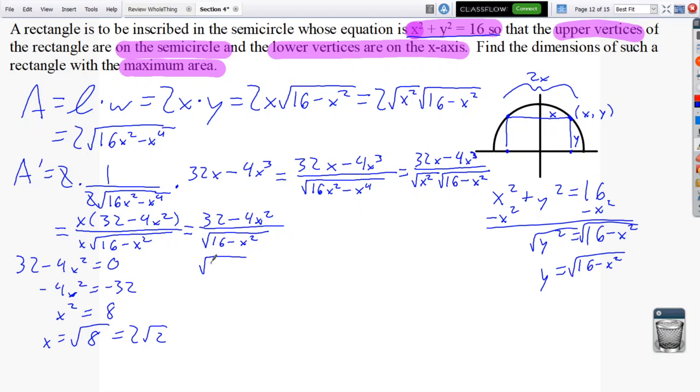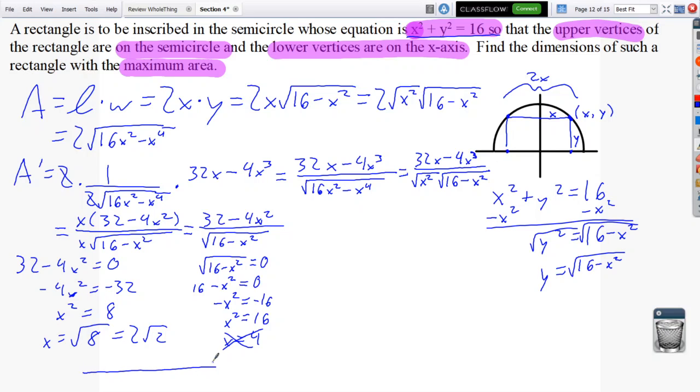Making this undefined is where the square root of 16 minus x squared is going to be equal to 0. Square both sides. We've got negative x squared, or sorry, 16 minus x squared is equal to 0. Subtract 16. We've got negative x squared equals negative 16. Divide by negative 1. We got x squared is equal to 16, or x equals 4. If I made this into x equals 4, I'm going to point out right over here that my y value would actually be 0. So this one is not going to be a candidate for my maximum. Now, all I have to do, I'm going to say that my maximum is going to be produced by 2 root 2.